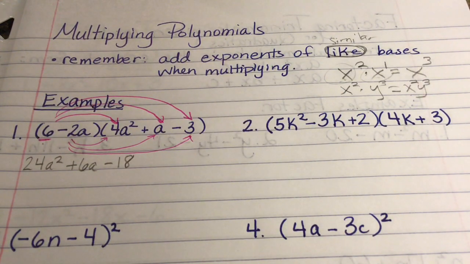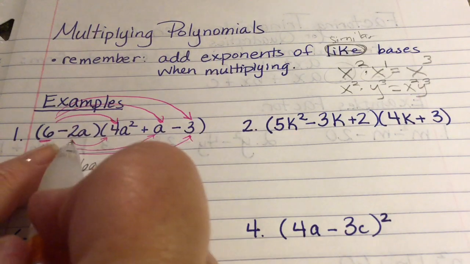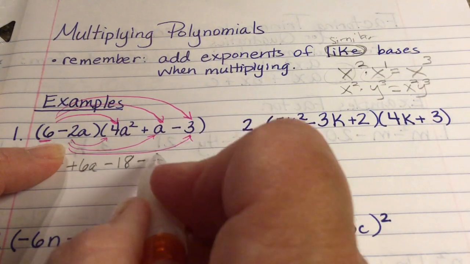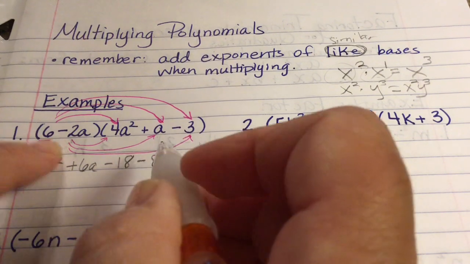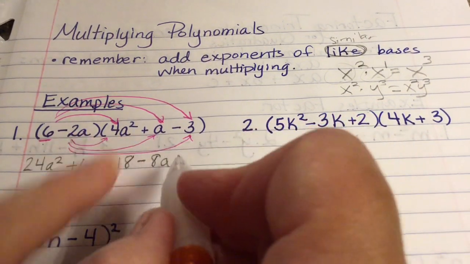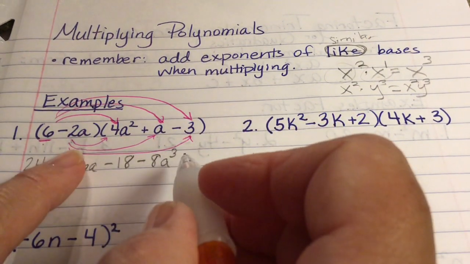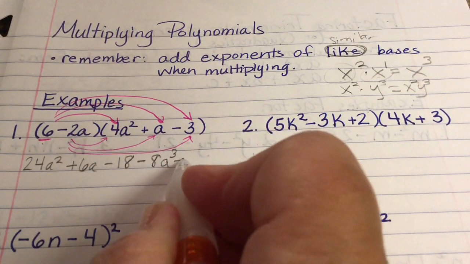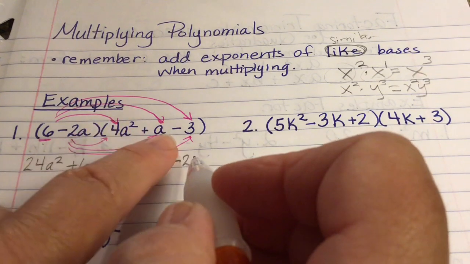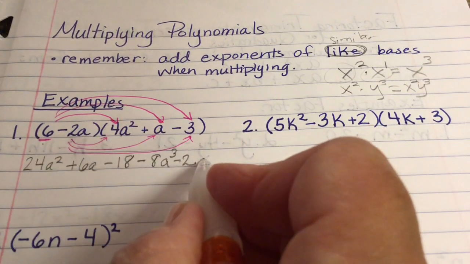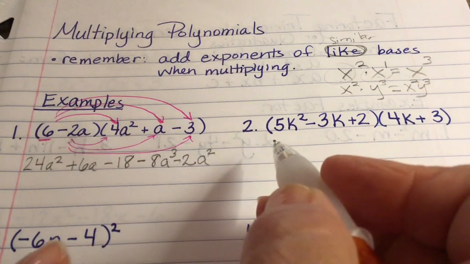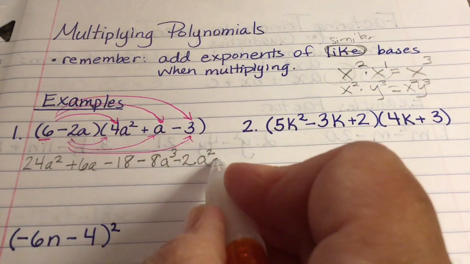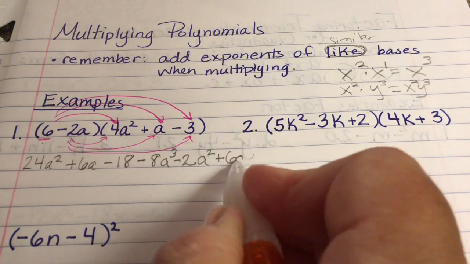So negative 2a times 4a squared would be negative 8a cubed. Add the exponents. 1 plus 2 is 3. Negative 2a times a. Negative 2 times positive 1 is negative 2. A times a, 1 plus 1, is a squared. Negative 2a times negative 3 is positive 6a.